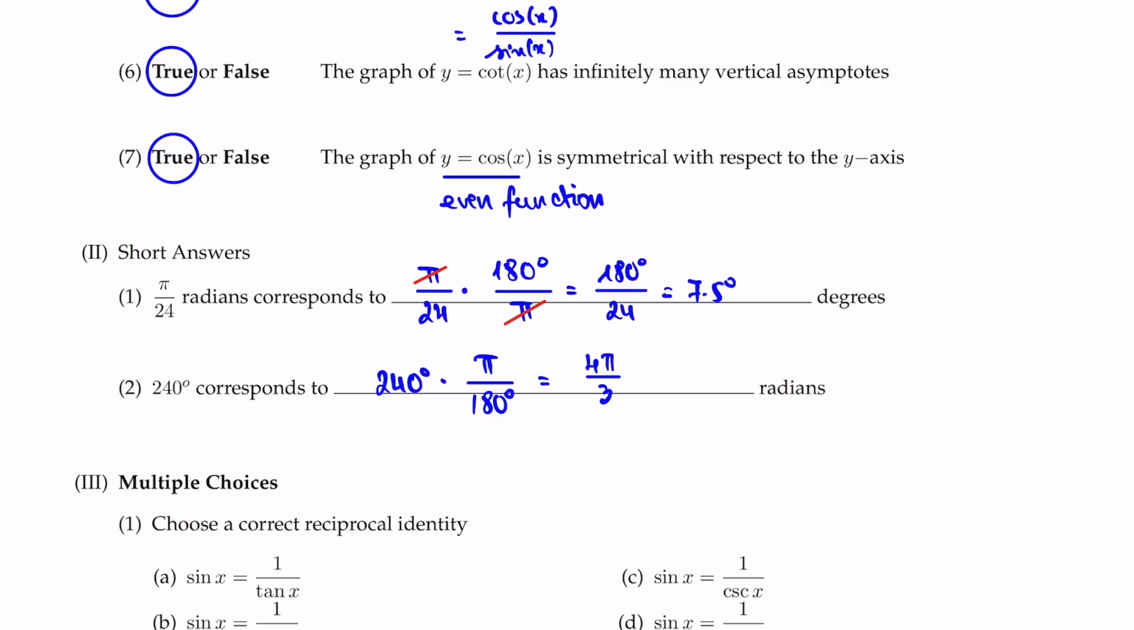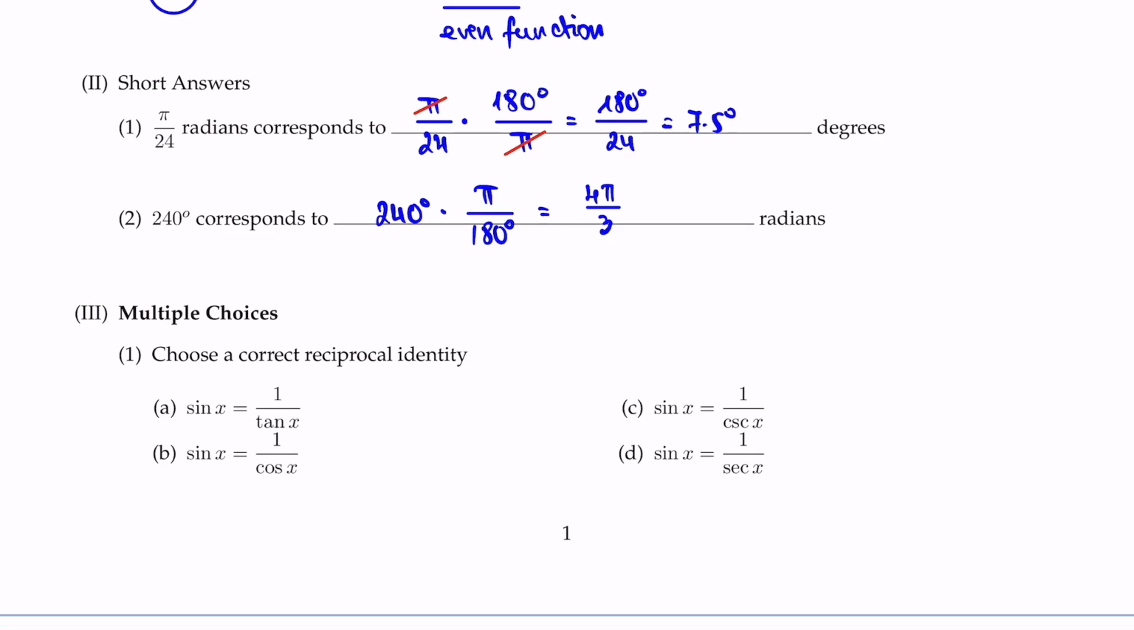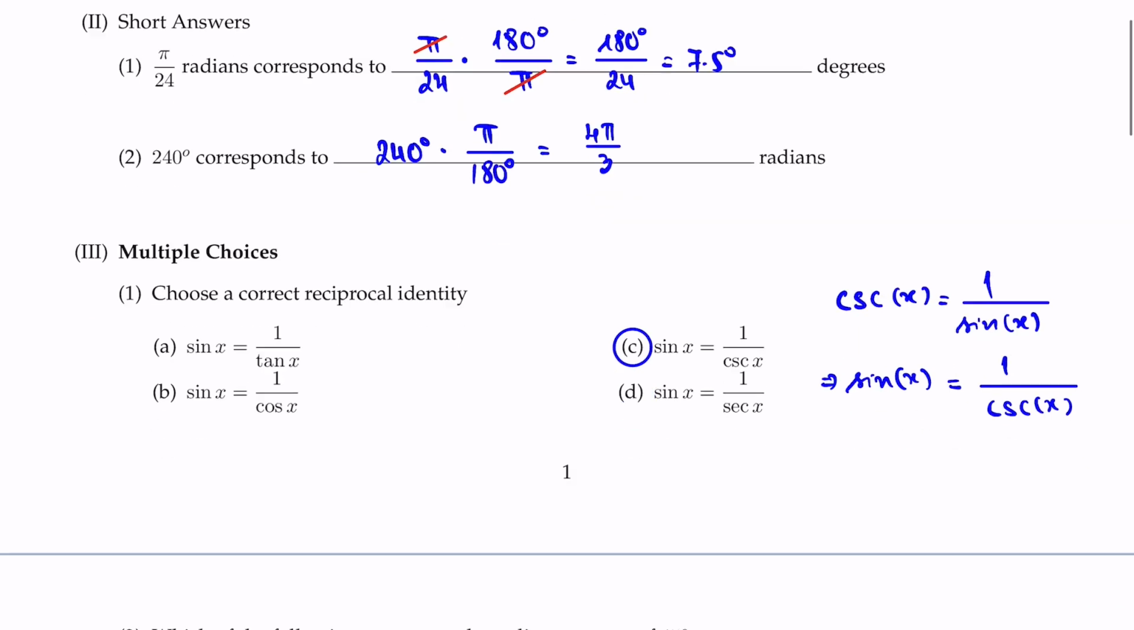Now we're going to move on to multiple choice questions. For the first question, we want to choose the correct reciprocal identity. So choice A, sec of x equal to 1 over tangent of x, is not the case. And sec of x is not going to be the reciprocal of cosine of x. However, for C right here, sec of x equal to 1 over cosecant of x. And we know that by ratio, cosecant of x is equal to 1 over sine of x. Therefore, that is true, that sec of x is equal to 1 over cosecant of x. So C is the choice.